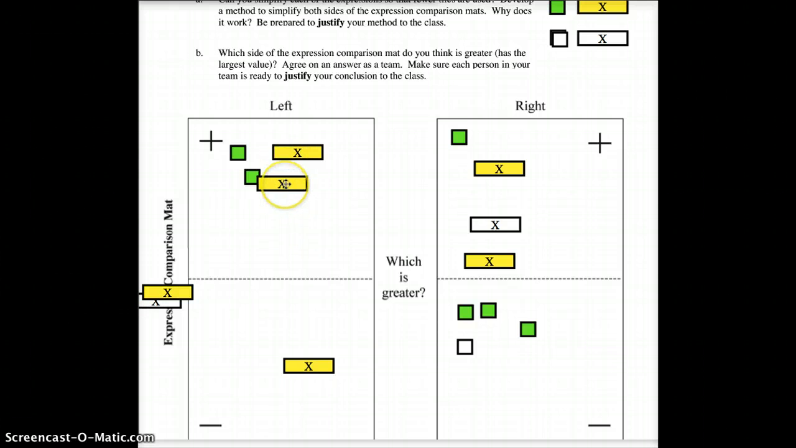Then I've got a positive x on the top minus a positive x on the bottom. So these two here will do what to each other? Cancel. So we'll move those two out of there.